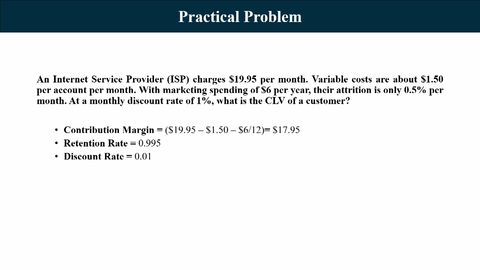So, the overall contribution margin is $17.95. Per month attrition is 0.5%. If this is the churn rate, then what is the retention rate? It will be 99.5%, right. Retention rate is 0.995. Now, the discount rate is given as 1%, that is 0.01. So, we have all these 3 parameters in place. Now, we can easily calculate the customer's lifetime value with this formula.